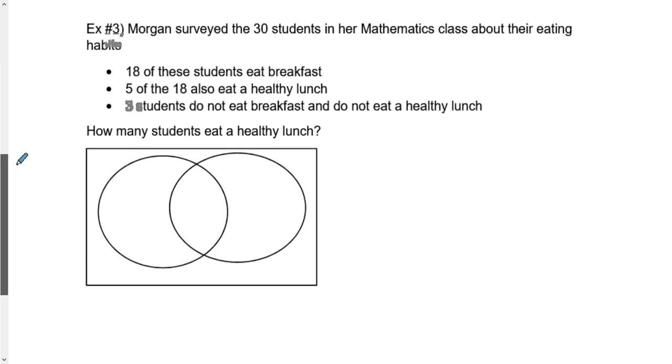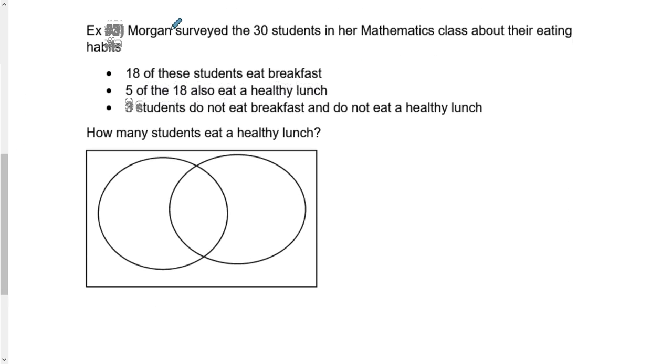Now let's take a look at this one. Morgan surveyed 30 students in her math class about eating habits. 18 students eat breakfast. 5 of the 18 also eat a healthy lunch. 3 students don't eat breakfast and don't eat a healthy lunch. How many students eat a healthy lunch? So we'll talk about breakfast and a healthy lunch.